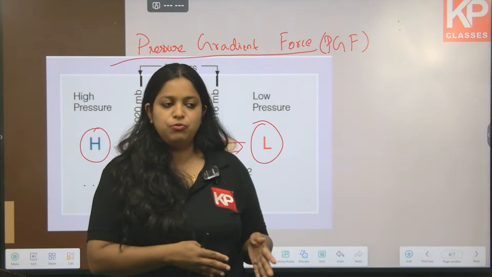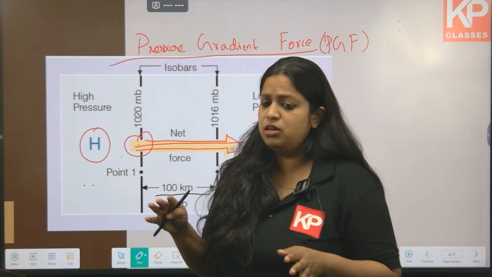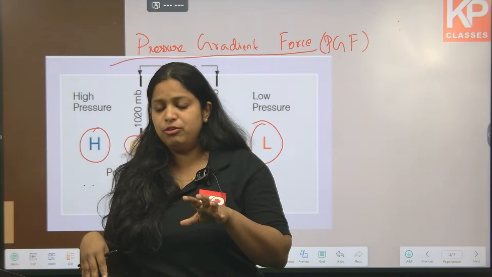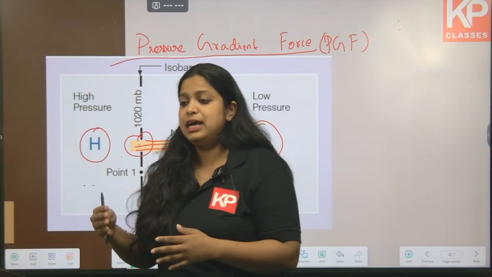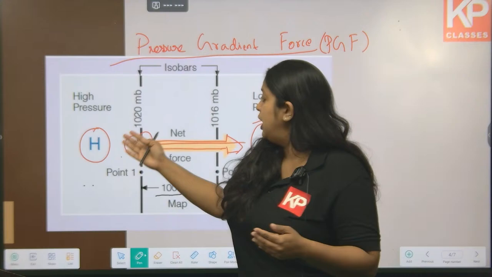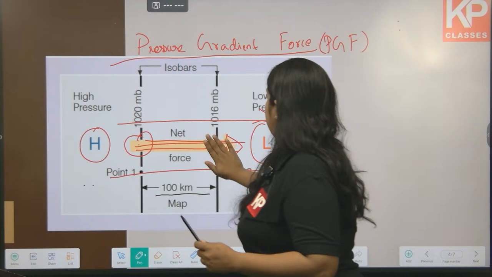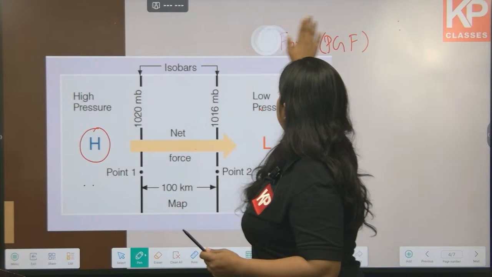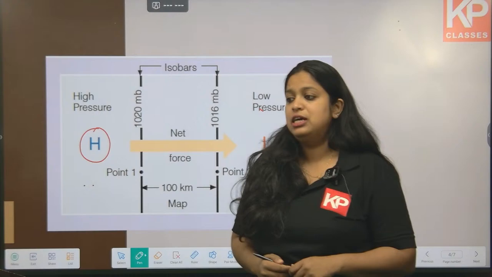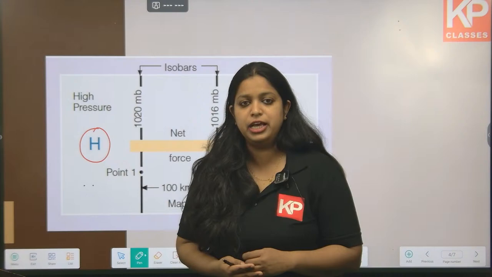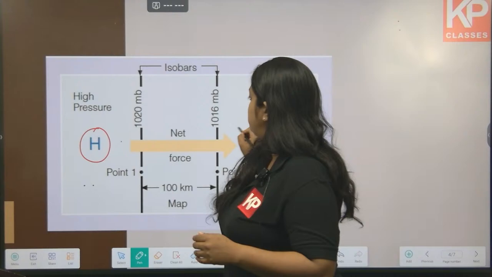Now, pressure gradient force is only one force acting upon air. If pressure gradient force is the only force acting upon air, then the air should always move from the high pressure area to the low pressure area in a straight line. If this is the isobar shown in the picture, if the 1020 millibar isobar is over here, and the 1016 millibar isobar is over here, and there is no other force acting on the air molecules, then because of the pressure difference between these two points, the wind should move in a straight line in this particular way.